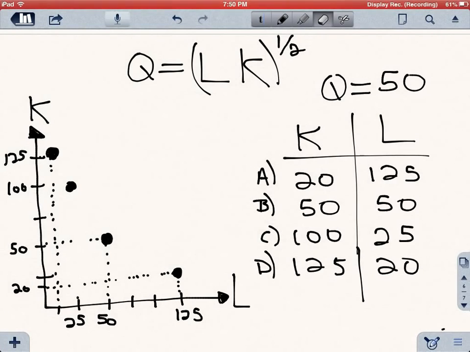Okay, so here what I'm doing is connecting all these points, or putting all these coordinates, K and L, in an X and Y plane that has L on the horizontal axis and K on the vertical axis. So here's our first point, point A, 20 capital and 125 labor. All right, so this is A.